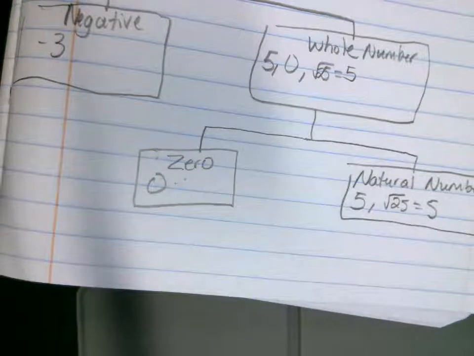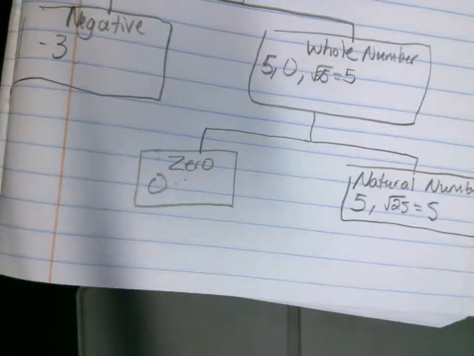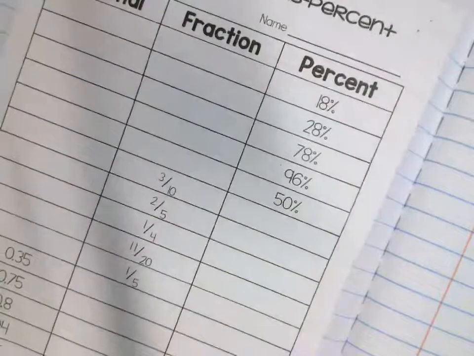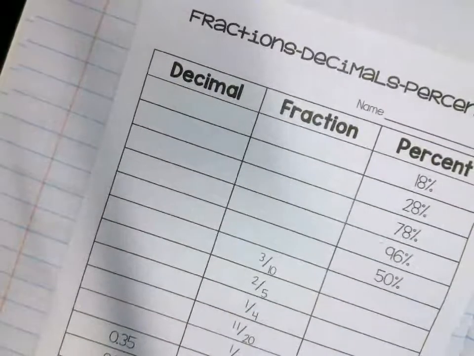All right. Any questions? No questions. Are we sure? All right. Let's go to our next page, please. All right. We're going to do decimal. Actually, before we do that, I have a sheet that I'm going to give you.